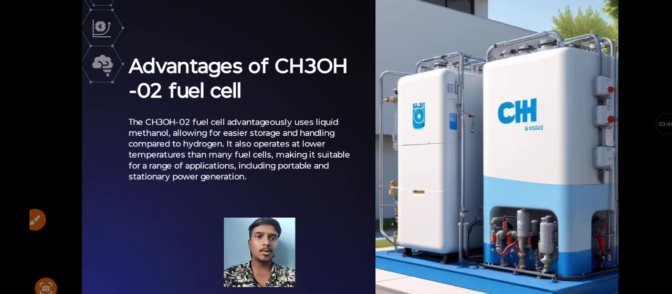Advantages of CH3OH-O2 fuel cells. Methanol is usually liquid, allowing for easier storage and handling compared to hydrogen.